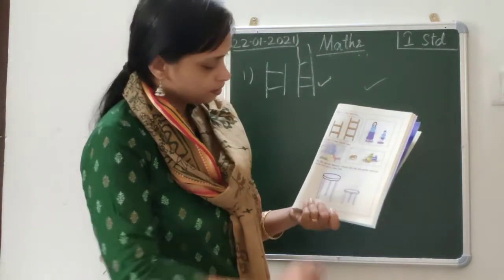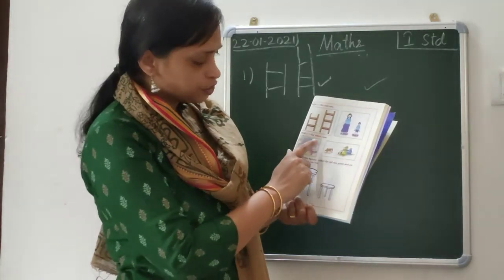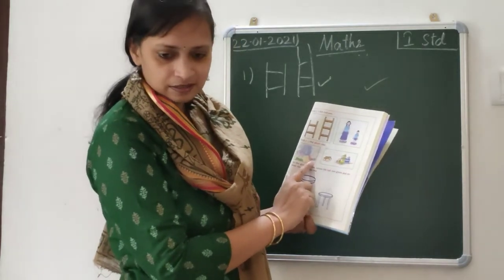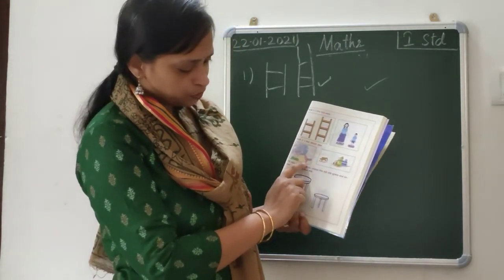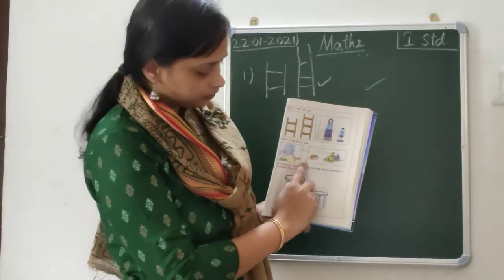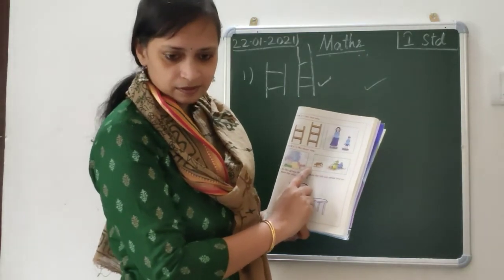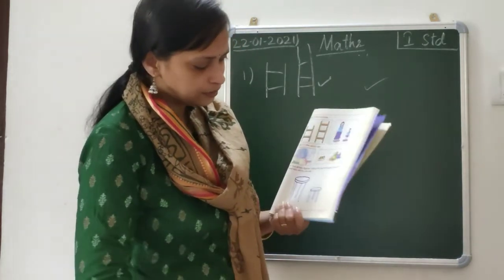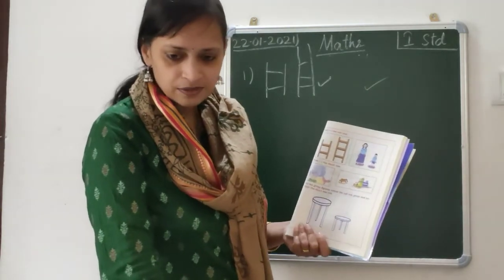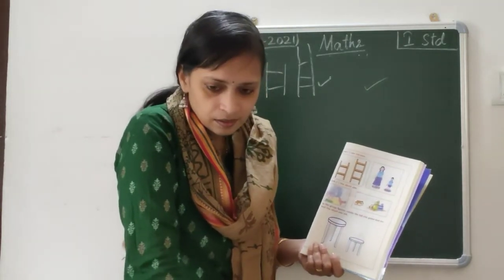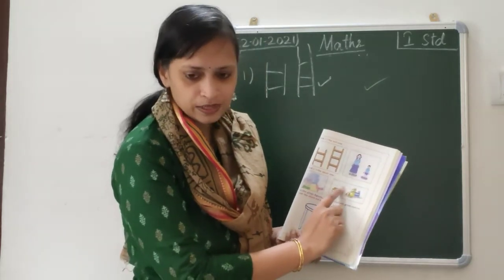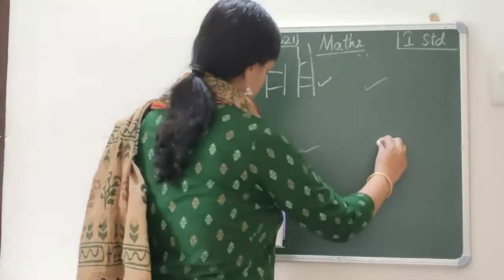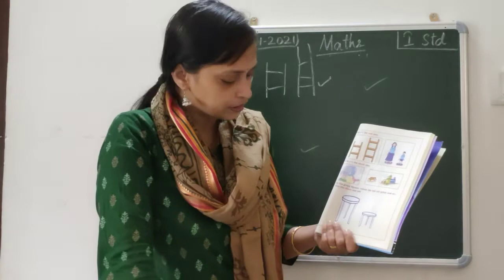Next one, you have to tick the short one. Here you have the chicken. The short one is the hen. You have to tick the small bird here. Put a tick mark. Next one, you have a hut and a big bungalow. Which is the short one? Very good. The first one, the hut, you will put a tick mark. So first, the small bird, you put a tick mark, and the second one, the hut, you put a tick mark.